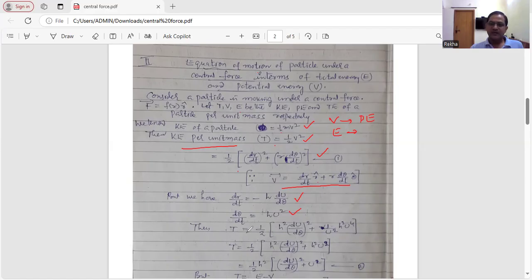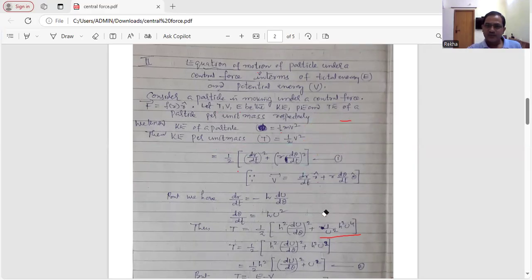Then we get T is equal to half of dr by dt whole square, h square du by d theta whole square, plus r d theta by dt whole square, which is r square d theta by dt whole square. R square is 1 by u square, and since we have d theta by dt equal to h u square, d theta by dt whole square is h square u to the power 4 substituted. Then that equals half of h square du by d theta whole square plus h square u square. Okay, h square u square.